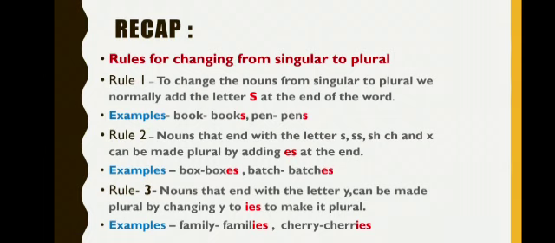Rule number 2. Nouns that end with the letter S, SS, SH, CH and X can be made plural by adding ES at the end. Examples, box, boxes, batch, batches. Rule number 3. Nouns that end with the letter Y can be made plural by changing Y to IES to make it plural. For examples, family, families, cherry, cherries.